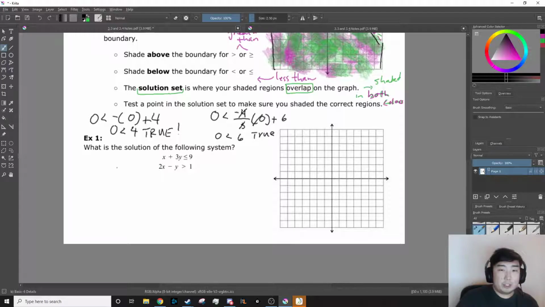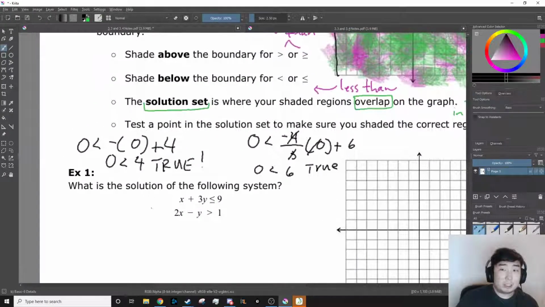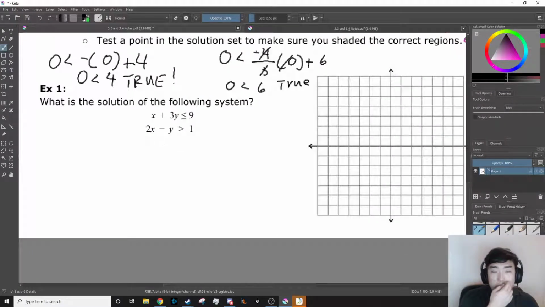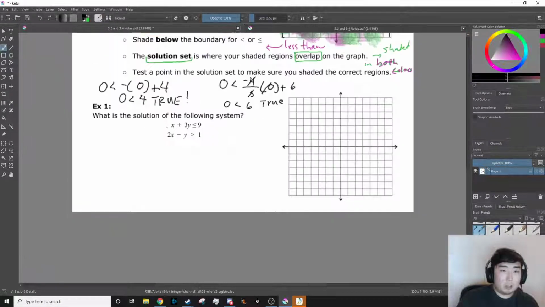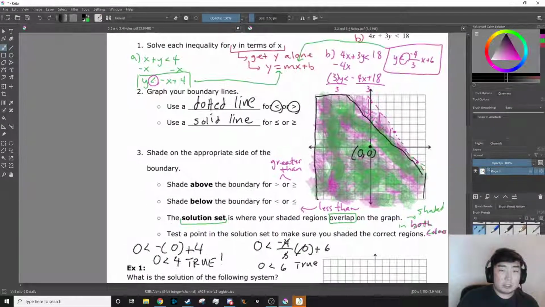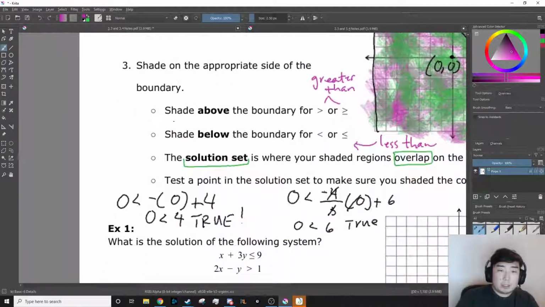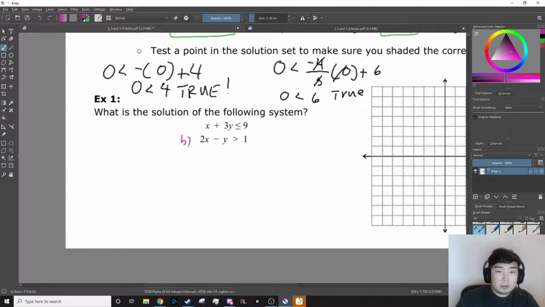Let's look at the second example. Well, I guess this is our first real example. So what is the solution of the following systems? So we just have to follow those same steps again. There are 3 steps that we have so far. Which I will write as, what did I use first? I used the green first, so I'll stay true to the green. And step 1 is to make it y equals mx plus b.